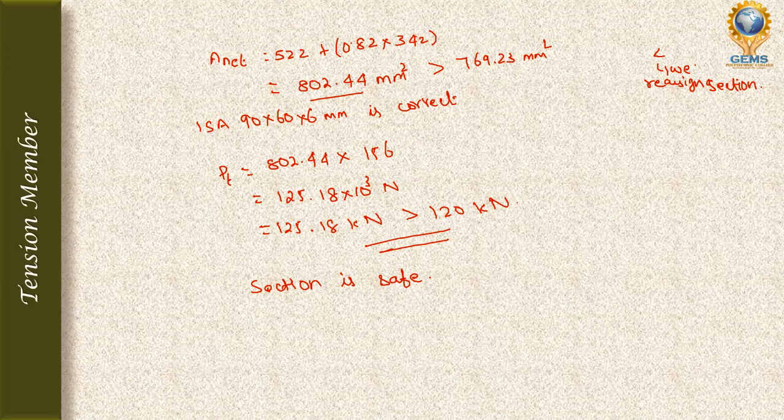Then we have to check the slenderness ratio, whether the slenderness ratio is all right or we have to change it. From the question, we know the unsupported length is 3.0 meter, and the r minimum from the steel table is 12.8 mm.